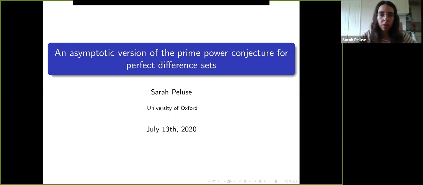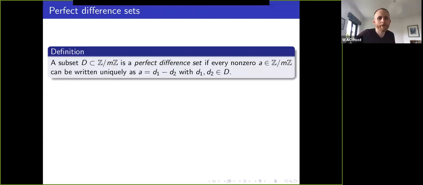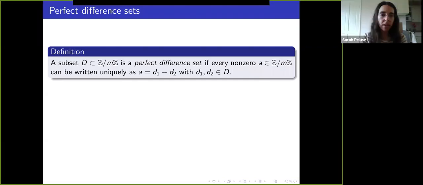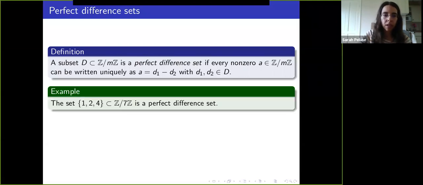So before I tell you about the prime power conjecture for perfect difference sets, let me first define what a perfect difference set is. A perfect difference set is a subset of a cyclic group such that every non-zero element in that cyclic group can be written uniquely as the difference of two elements in the set. For example, the set {1, 2, 4} in the integers mod 7 is a perfect difference set.